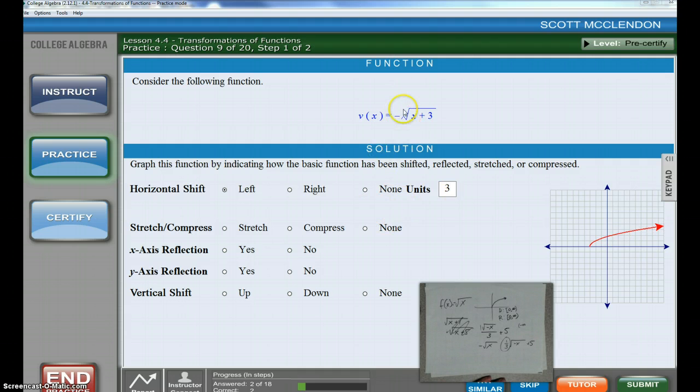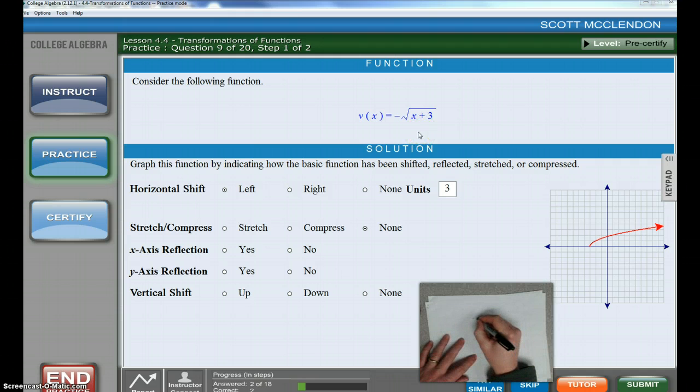There's no multiplying by a fraction. There's no multiplying by anything. So there is no compression. If you multiplied by 4, there'd be a 4 out here, and you'd say stretch. If it was divided by 4, or negative 1/4 square root of x plus 3, that would be a compression. If it was just a plain old 4 square root of x plus 3, that would be a stretch. But we don't have one here.